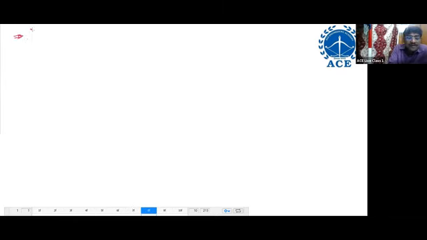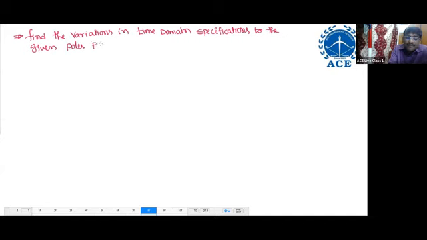Find the variation in time domain specifications for the given pole paths in the S-plane. Draw this diagram.